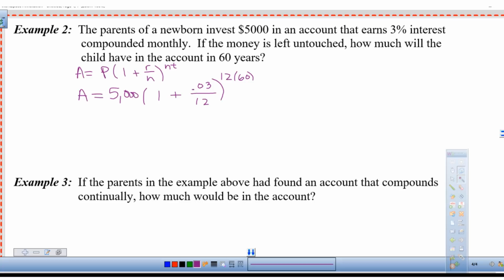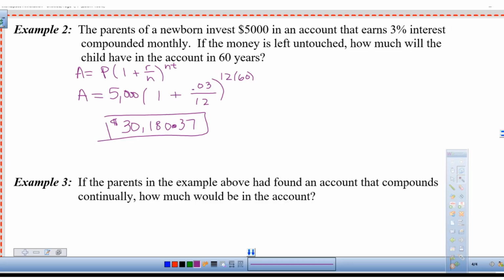Make sure you know how to put this in. So you go 5,000, parenthesis, 1 plus 0.03 divided by 12, close it, raise it to the parenthesis, 12 times 60, close it, enter. We're talking about money, so it's $30,180.37. Add a dollar sign, and there you go. Okay, question 3. If the parents of the newborn above found an account that pays continuously, how much would be in the account?